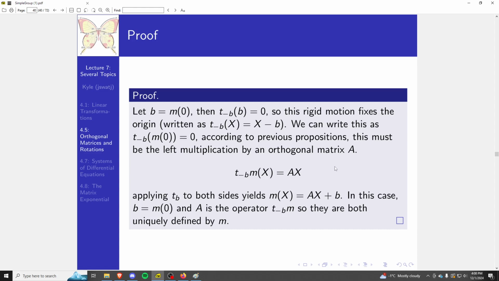Let b equal M at 0. Then T of negative b, which is a translation by negative b, at b is also 0, because if we translate by b and by negative b and then plug in b, it will just take us back to the origin. And so this rigid motion fixes the origin, which is also written. Yeah, I wrote it out here.